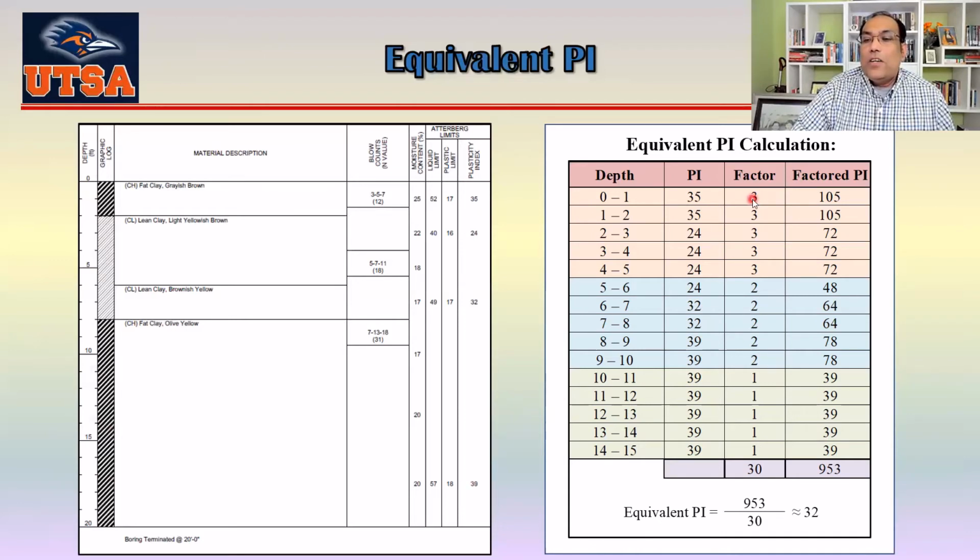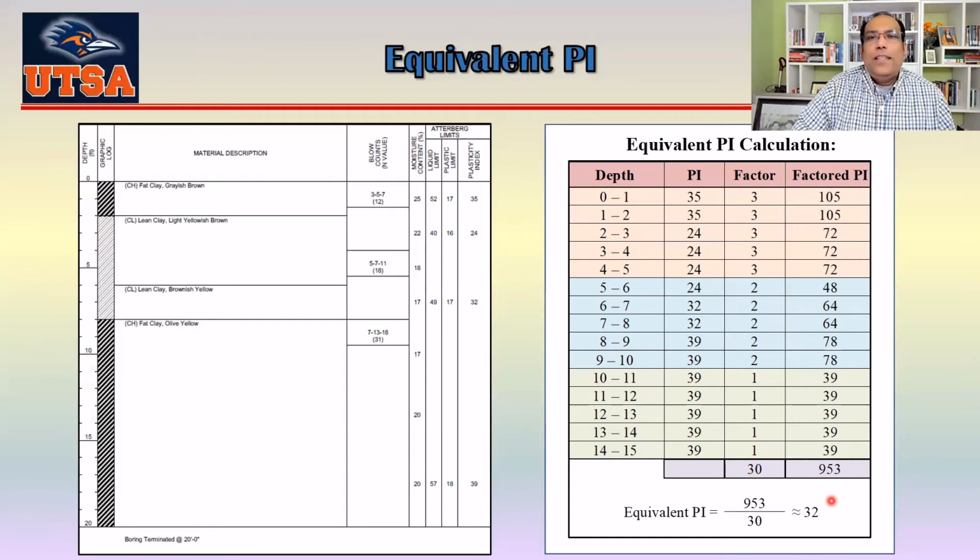Now I have to use factor 3 for the first 5 feet, then factor 2 for the next 5 feet, and factor 1 for the consecutive third 5 feet. Okay, so if you multiply 3 with 35, this is 105, and you multiply all those things here, and your equivalent PI is 953 divided by 30, which is almost 32. Okay, so your equivalent PI is 32.